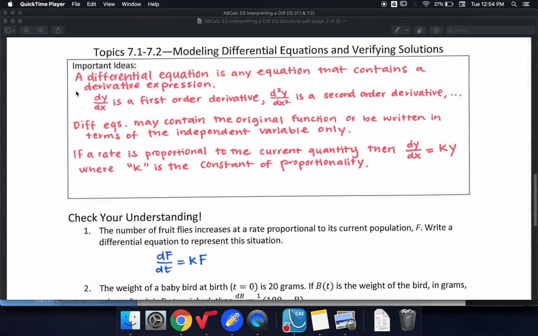Hi, now I'm going to talk you through the toolkitting of lesson 53 and look at a bit of the CYUs. So what we want to toolkit here is just the definition of a differential equation.